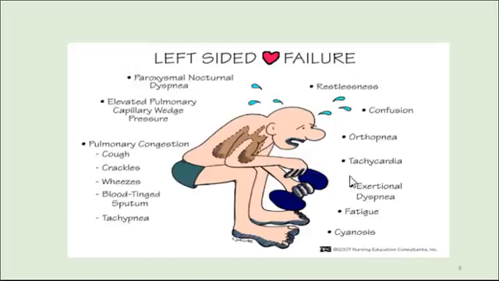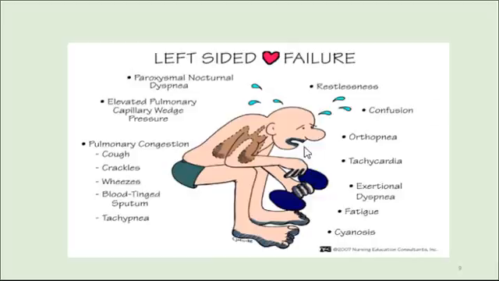Pulmonary congestion, we talked about it backing up. You think of the plumbing backing up. Since the blood comes from the pulmonary circulation into the left side of the heart, if the left side of the heart's backing up, it's backing up into the lungs. So you're going to have cough, crackles, wheezes, blood-tinged sputum, and tachypnea. Blood-tinged sputum, why? Because of that alveolar leakage.